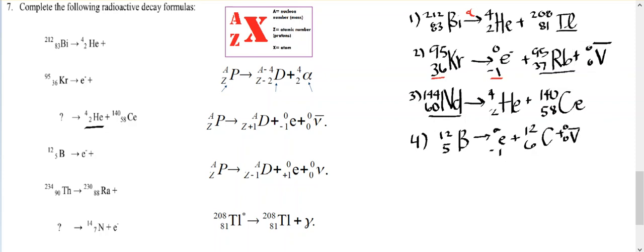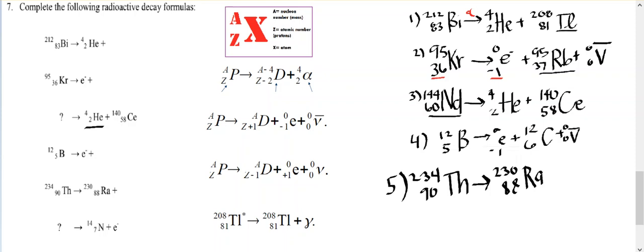Okay. Now number 5 is asking us to figure out what type of decay occurred. So we start with thorium and end up with radium. Now we can figure out what type of decay happened based off the nucleon number and the atomic number. So we see that the nucleon number lost 4, so we will add 4, and that the proton number lost 2, which we can identify as an alpha decay.